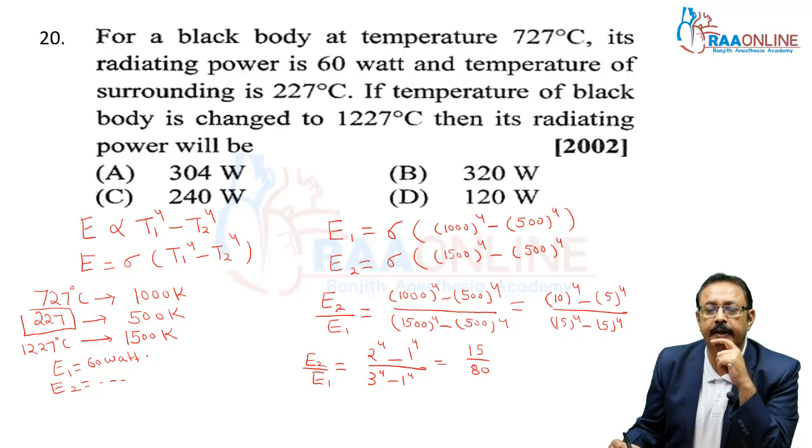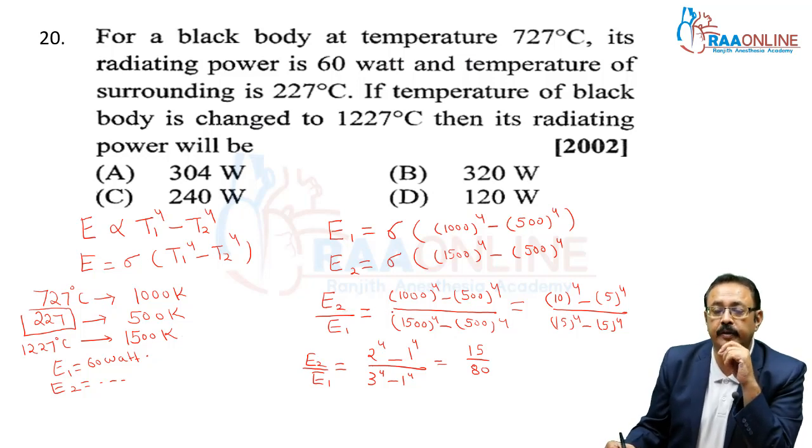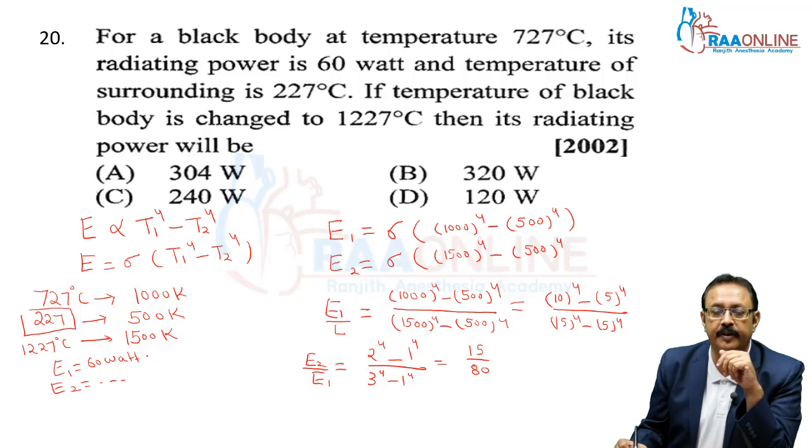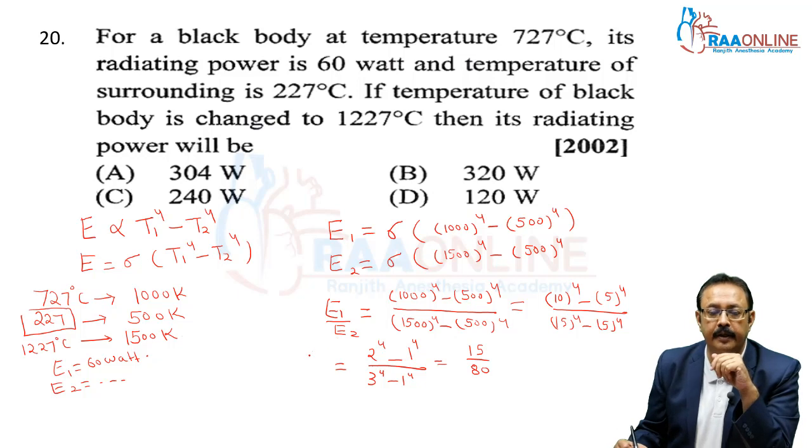Actually, we are putting E2 in denominator, so we have to reverse. It is not E2 upon E1. What we did, we calculated E1 upon E2. We divided the first equation by the second equation. So we are getting here E1 by E2. No problem. We will cross multiply.